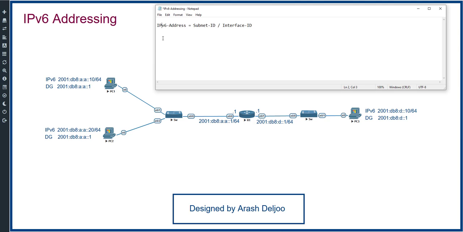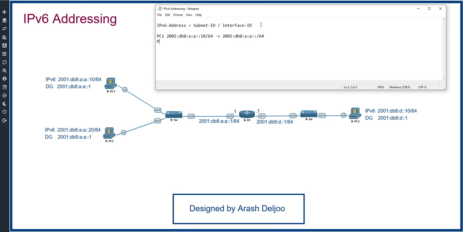For example, in this scenario, as you can see, the PC1 IP address is 2001:DB8:A::10/64. For finding the subnet ID, we need to replace the interface ID with 0 because we have 64 bits for the subnet ID. We can say the subnet ID of this IP address is 2001:DB8:A::/64.